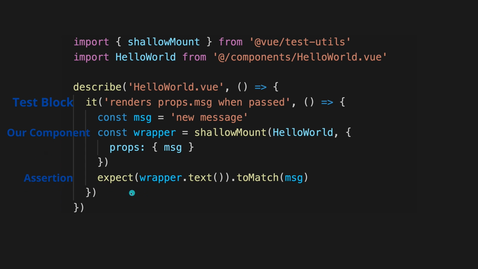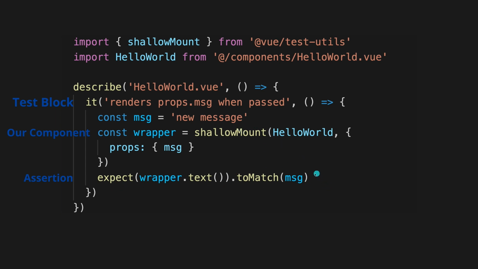So here, what's happening is we're saying expect, and then we're expecting the wrapper. Remember, the wrapper is an object that contains properties and methods related to that component. One of the methods is .text, and this is going to get all of the text inside of that component. Don't worry, we'll look at all of the different methods a little bit later. Over here we have wrapper.text, and then toMatch message, which basically means that all of the text within this component has to at least match new message. So meaning new message should be in there somewhere is what we're saying.